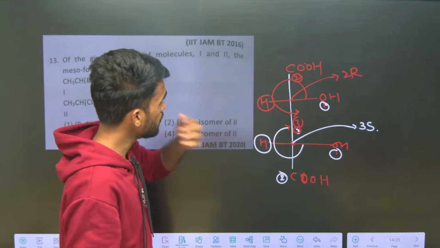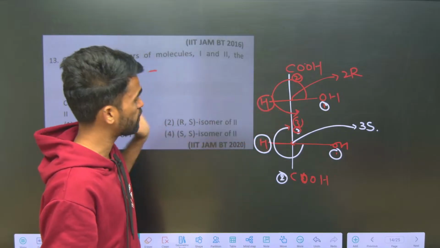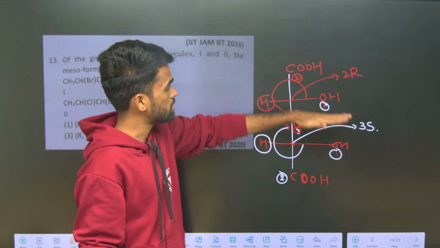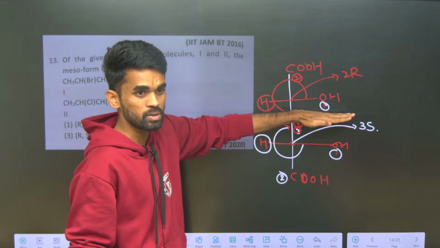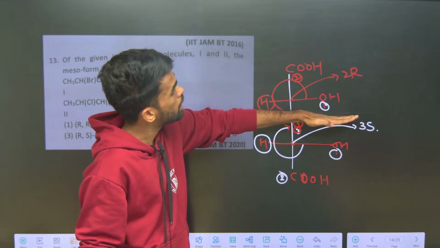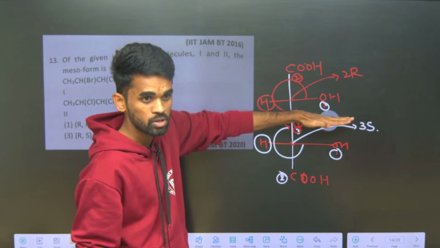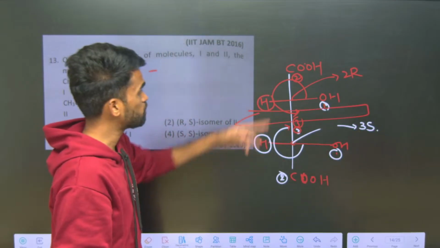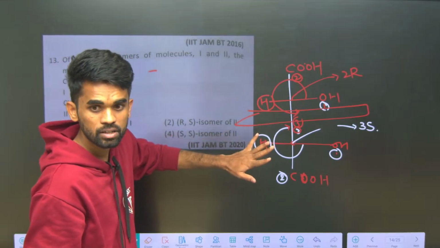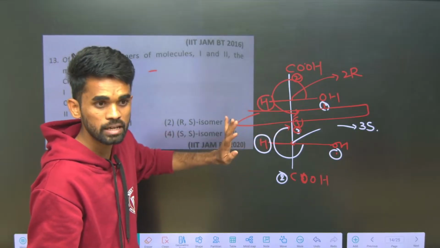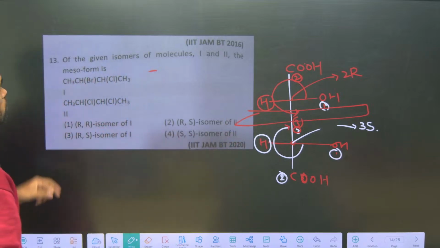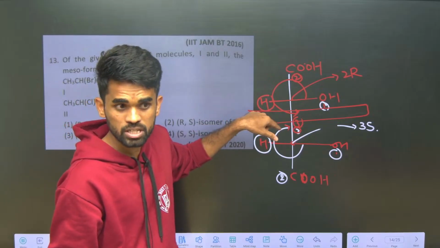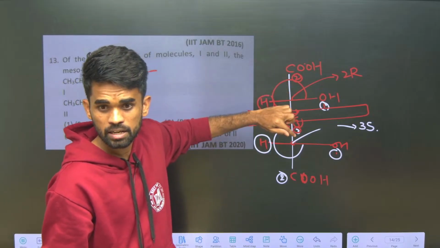Next, in a simple way, in order to identify meso compounds, you just pass a plane of symmetry. Just pass a plane of symmetry like this. The plane you pass from here, the above half and below half are the same. So I can say a plane of symmetry is present in this. If a plane of symmetry is present, it is optically inactive. So this is optically inactive. Now identify here. For meso compounds, how should the configuration be? At one chiral center R, the other chiral center S.